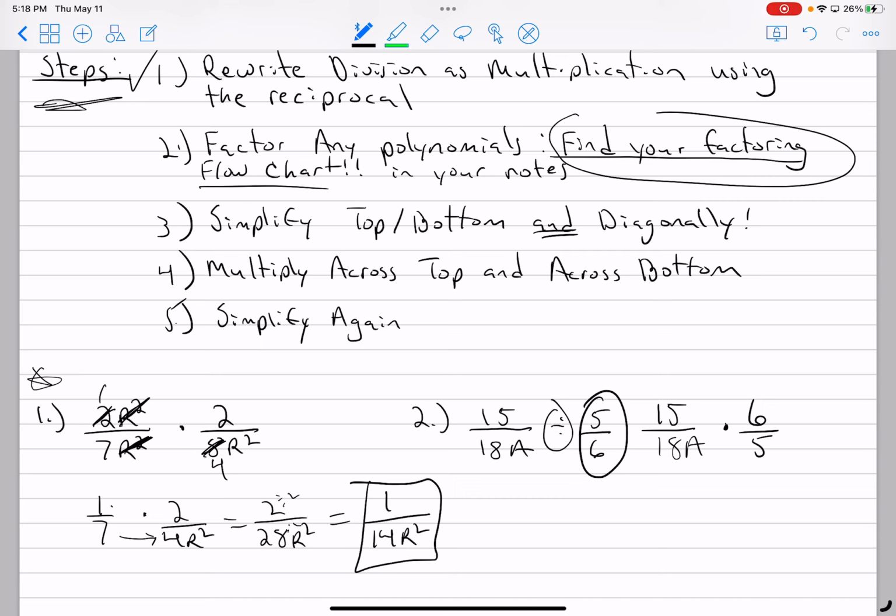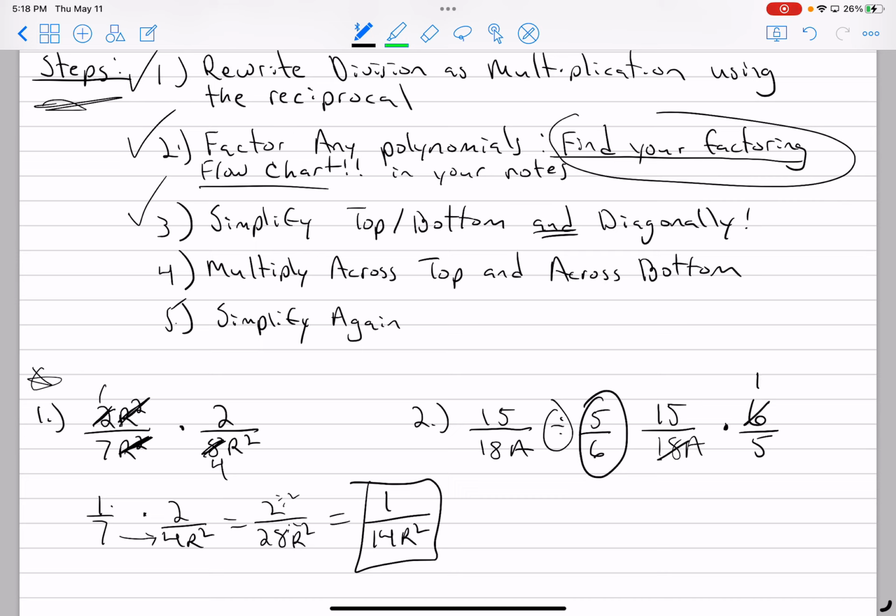Check. 2, factor any polynomials. This only has terms, no polynomials. Check. 3, simplify top and bottom and diagonally. I could go diagonally. I could go top to bottom. It doesn't matter how you want to do it. I'm going to do it this way. I'm going to divide out 6 and 18. They can both be divided by 6.